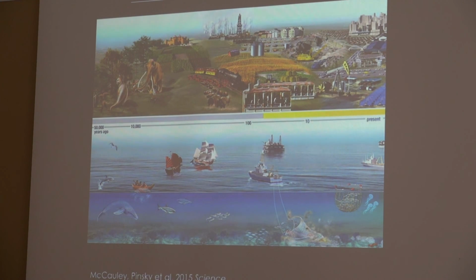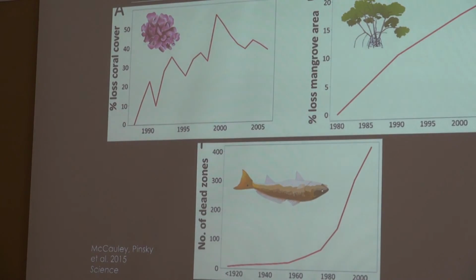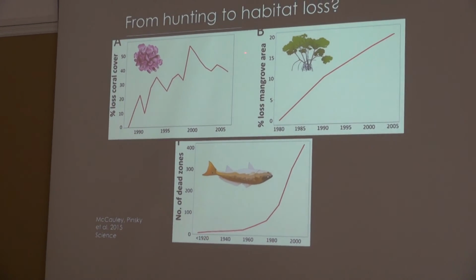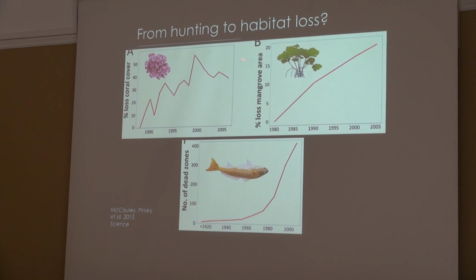On the other hand, we are starting to see some initial signs that habitat transformation is becoming more common in the ocean. Loss of coral reefs has gone up quite dramatically, up to about 40% loss of coral cover globally, about 20% loss of mangroves globally, and then dead zones, so areas of very low oxygen, the number of dead zones has been increasing quite rapidly in recent years.